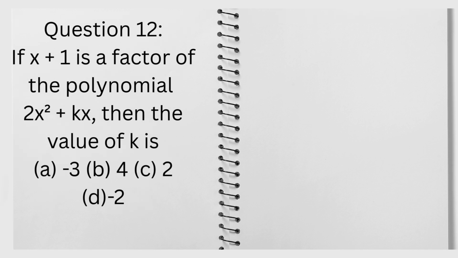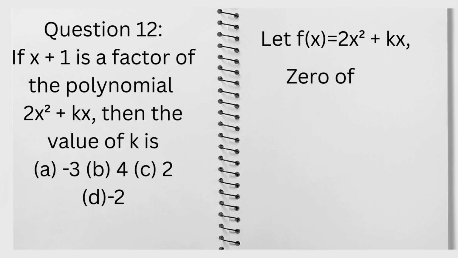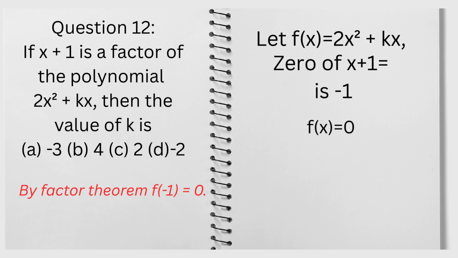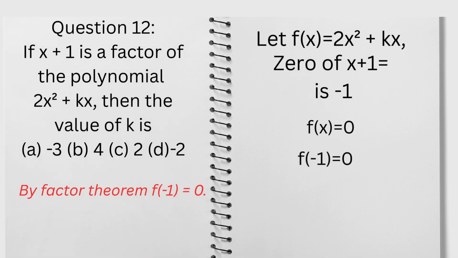So we are going to consider this polynomial. Let f(x) be the polynomial, and the polynomial given is 2x square plus k times x. Now, what is the 0 of the divisor? The divisor is x plus 1. So the 0 of x plus 1 is x equals -1. By the factor theorem, we can say now that f(x) equals 0, or we may say that f(-1) equals 0.